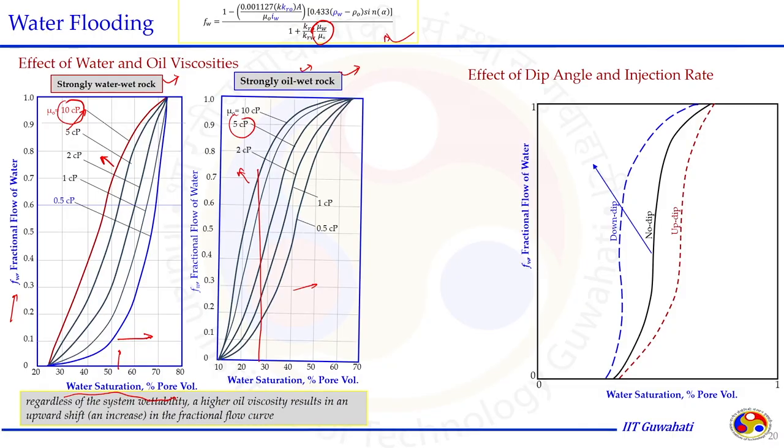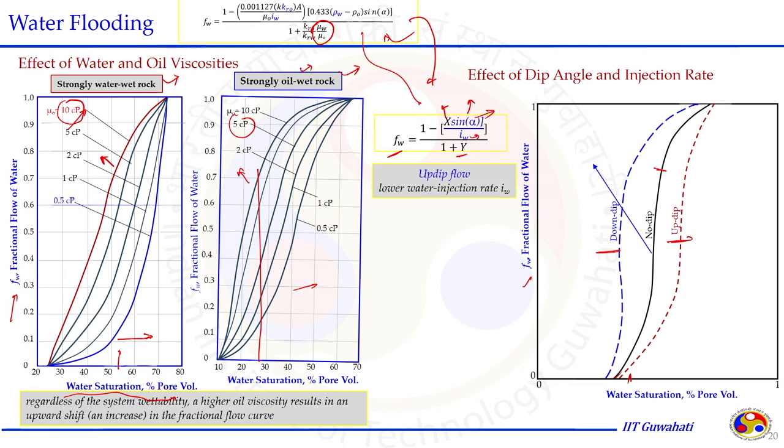Similarly, for the effect of the dip angle, we can say the fractional flow will be achieved at a low saturation if it is down dip. It will take time if it is up dip, and when there is no dip, the situation would be in between. What does it mean? If we modify this equation into a simple form, taking everything other than the dip angle as x, and similarly in the denominator taking 1 plus y, we can simplify this equation like this. So the fractional flow Fw depends on sine alpha divided by the injection rate also.